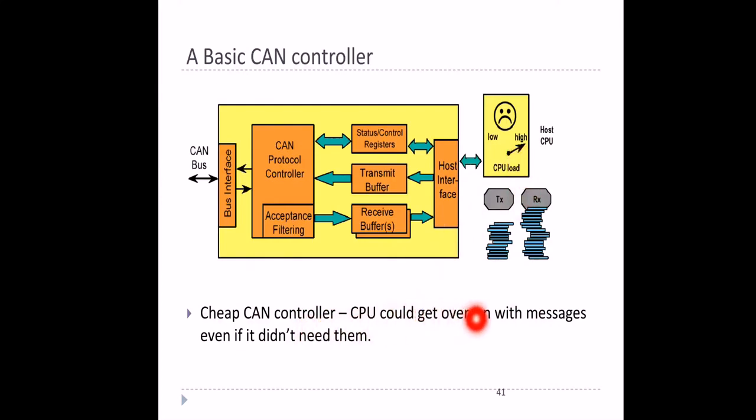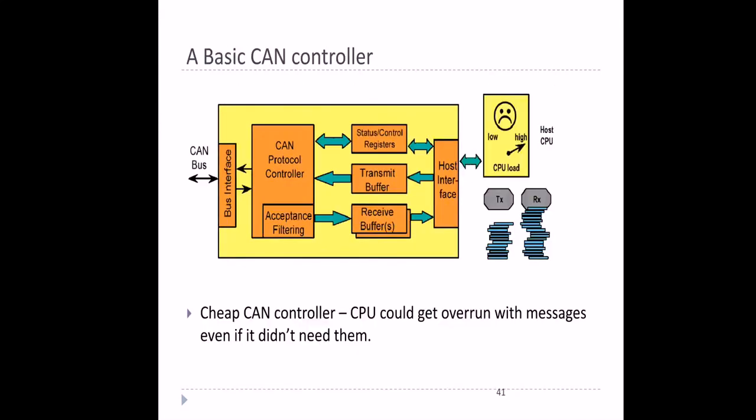So yes, this is another question. Why, or how does the overrun happen in CAN? The CPU could get overrun with messages even if it didn't need them. If it didn't need them, or if the CPU load becomes high, then it will show the error as overrun. This is one of the common errors you may get.